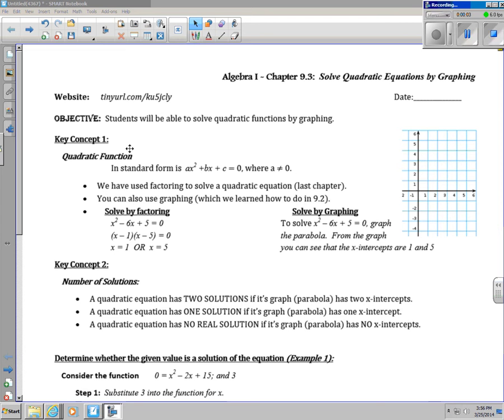Okay, we're ready for Chapter 9, Section 3. Students will be able to solve quadratic functions by graphing.